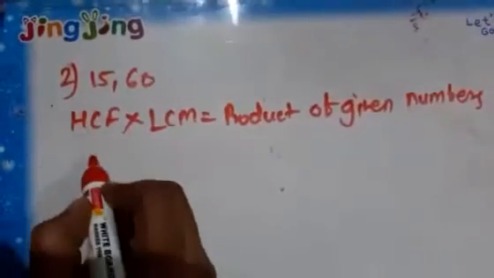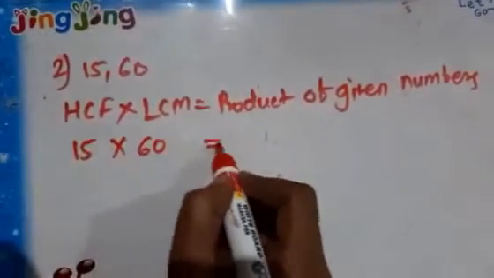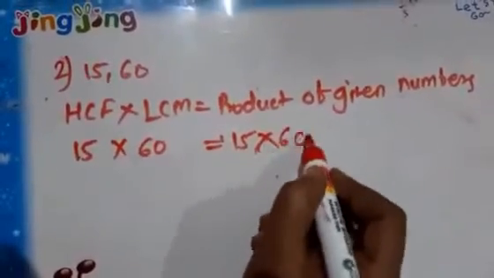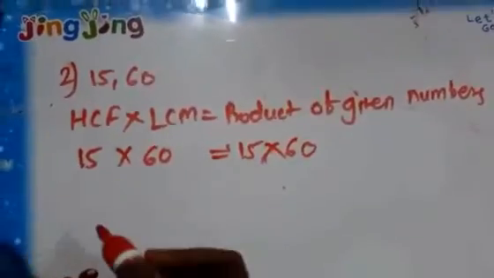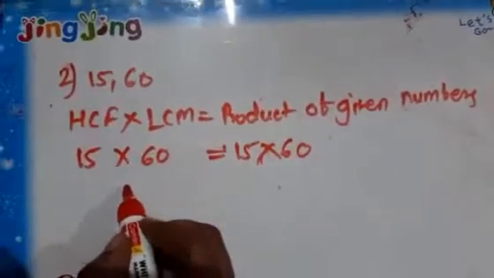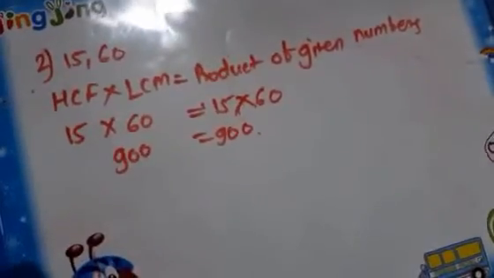So now we will check the law. The HCF of these numbers is 15 and the LCM is 60, and the given numbers are also 15 and 60. So this will be the same, and their multiplication 15 into 60 is 900. So in this way this law is verified.